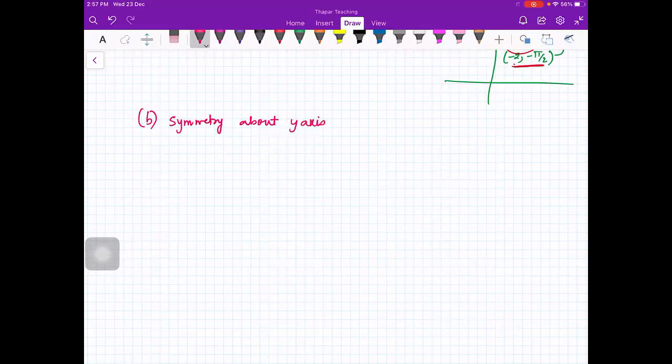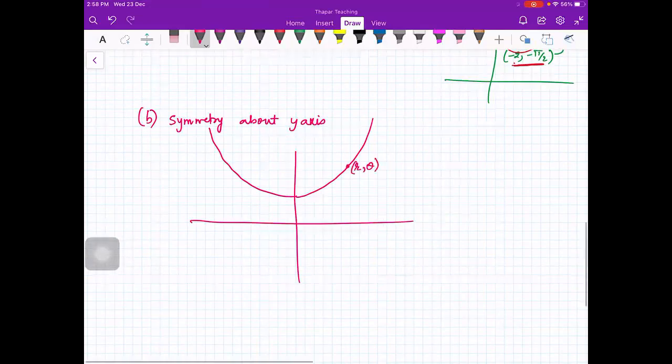Now you see, symmetry about y-axis means the graph on the right hand side is exactly the same as the graph on the left hand side. So it means that if the point r comma theta is on the curve, then what is this point? One name is r comma pi minus theta. This is theta, this is pi minus theta. There will also be two names: minus r comma minus theta and r comma pi minus theta.